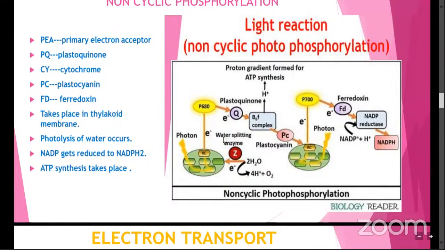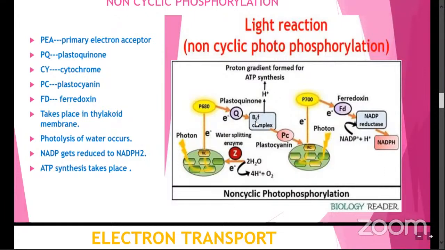Here electrons were passed through plastoquinone, cytochrome complex, and plastocyanin. Taking up this cytochrome complex, where exactly does this ATP synthesis take place? Electrons are transferred from plastoquinone to the cytochrome complex and the plastocyanin, and from there they are accepted by the reaction center of PS1.